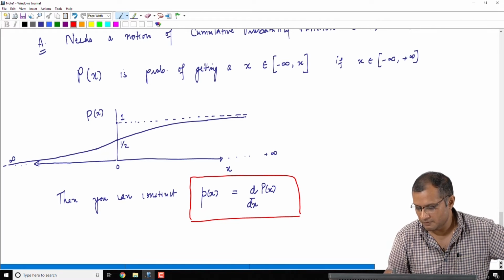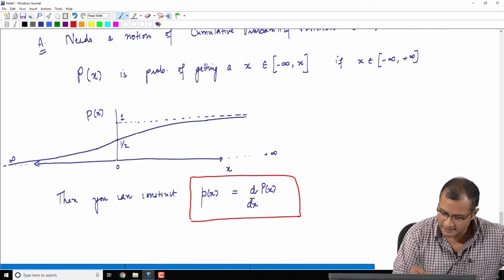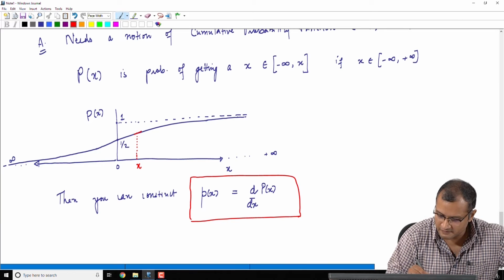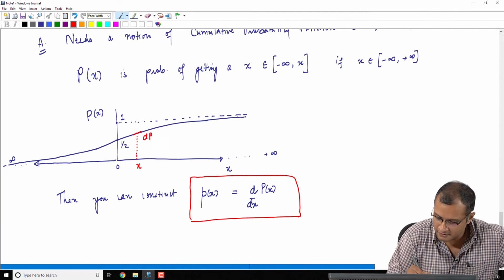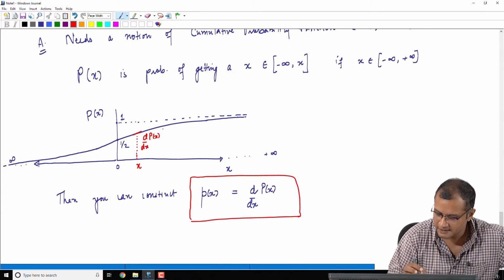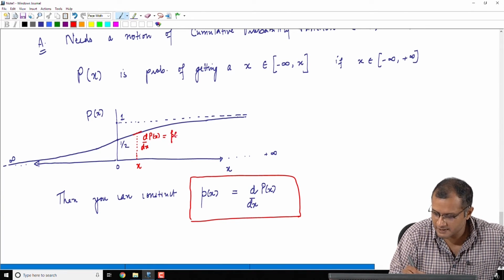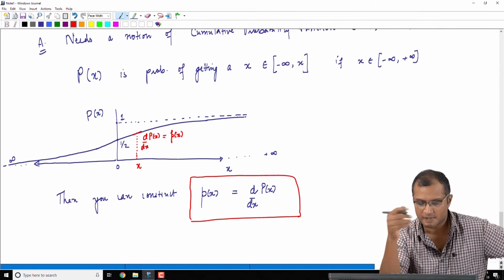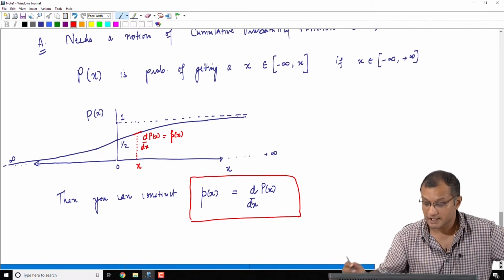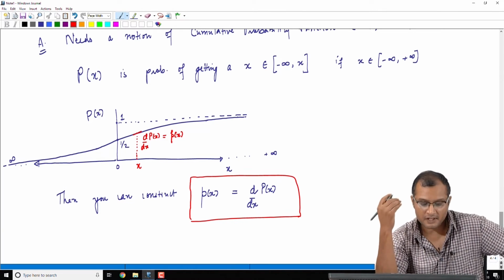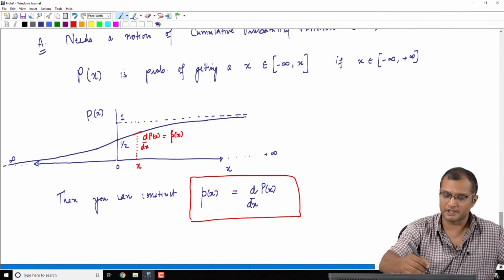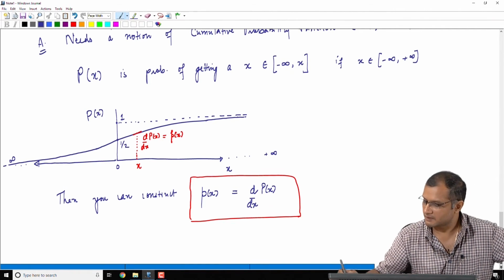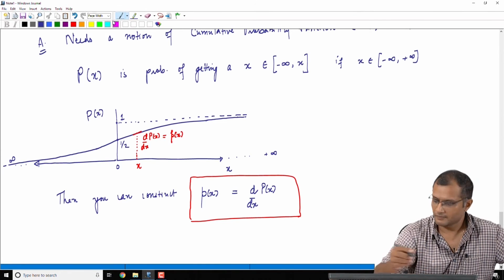If you want to know what is the probability density around some point, let us say at this point, this is the x, you simply compute the derivative, d by dx of p of x, and this is nothing but the probability density at point x. That is basically the way you construct a probability density function, knowing the cumulative probability function. So, this is one way to construct PDFs.